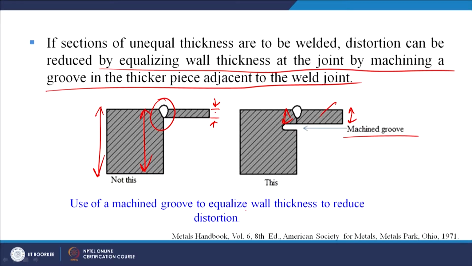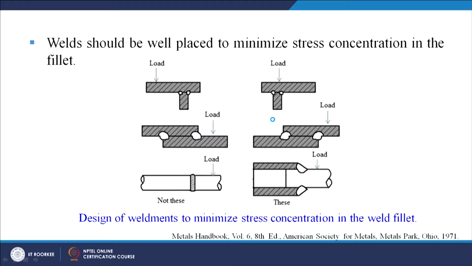This part is to be joined to this part, but the thickness at the joint is the same. So we use a machined groove to equalize the wall thickness and reduce the distortion. This guideline we have already seen. Here the solution is also provided: we can make a machined groove to ensure that the thickness is constant or uniform. Again, we can see the weld should be well placed to minimize stress concentration in the fillet.